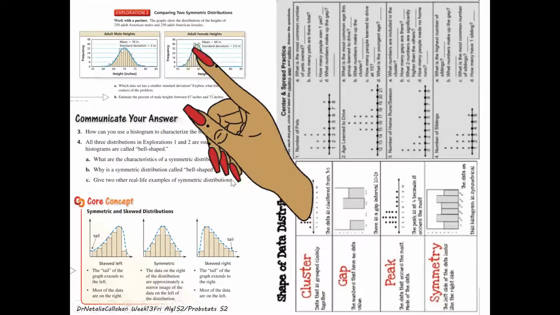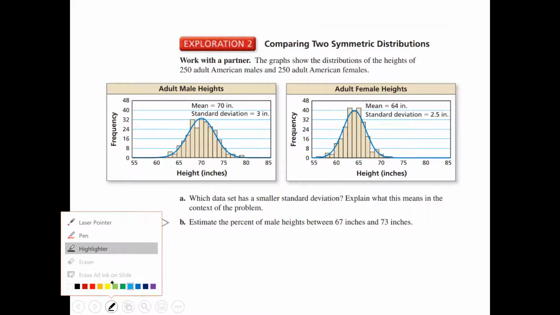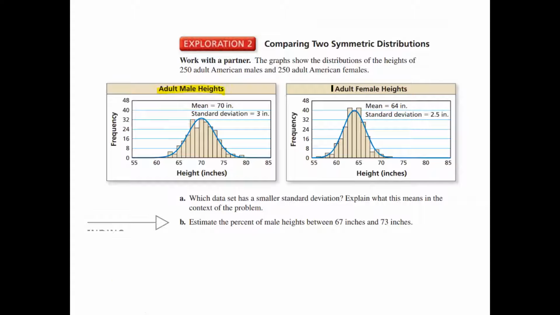All right, so this is your guided notes. I want you guys to take a look over here. Here is a comparison of heights among guys and also heights among girls. So in this context, I want you guys to answer the following question. Which data has a smaller standard deviation?